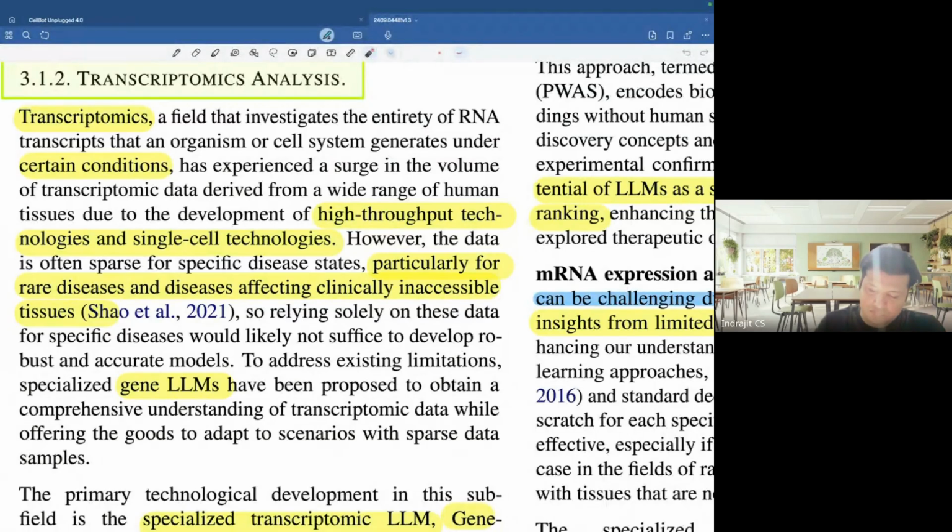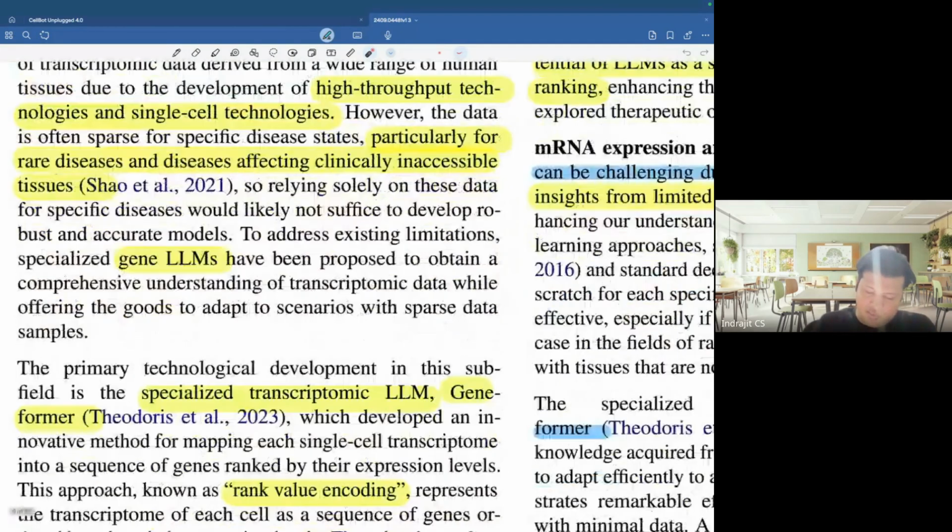In this area there are a lot of developments happening, especially in transcriptomics analysis, and the data is often sparse. The challenge is that there is not much data, and when data is available, a lot of times it is very sparse, because it is specific to certain disease states, particularly rare diseases and diseases affecting clinically inaccessible tissues. So relying solely on these data for a specific disease would likely not suffice to develop robust and accurate models. To address these existing limitations, specialized gene LLMs have been proposed.